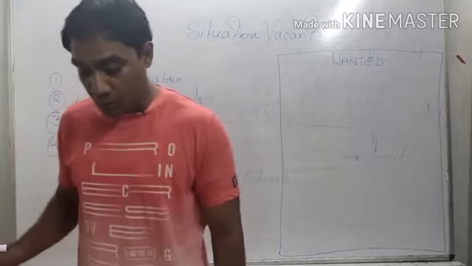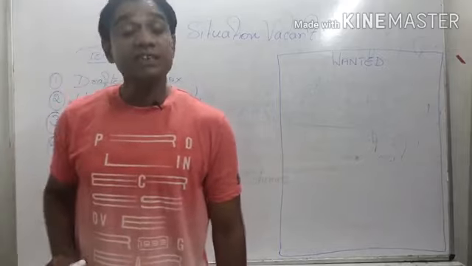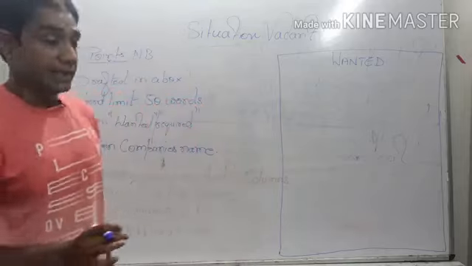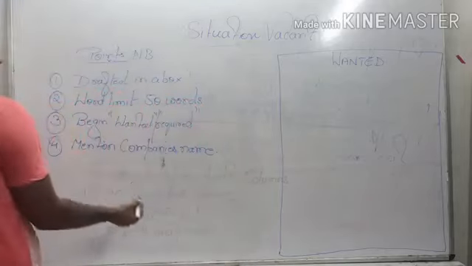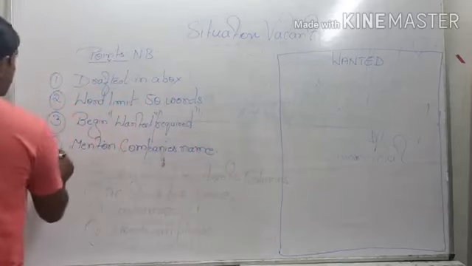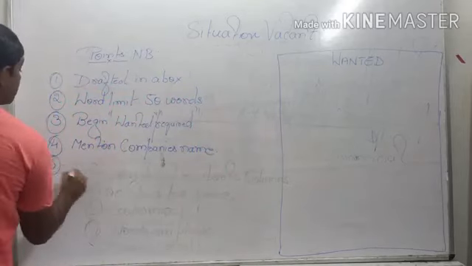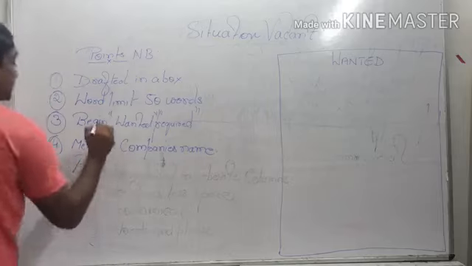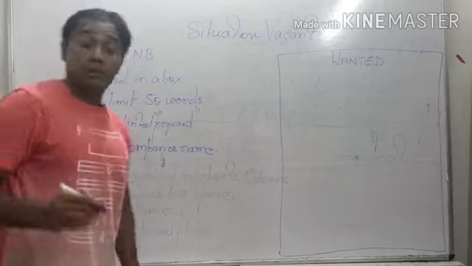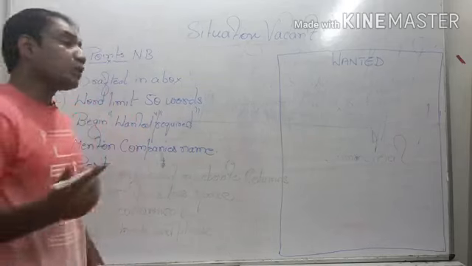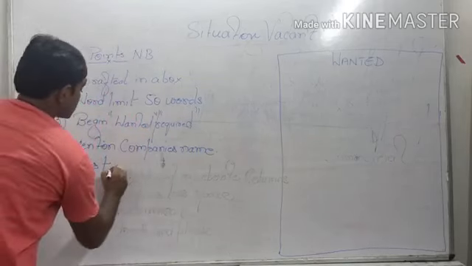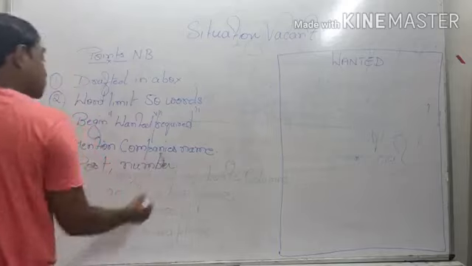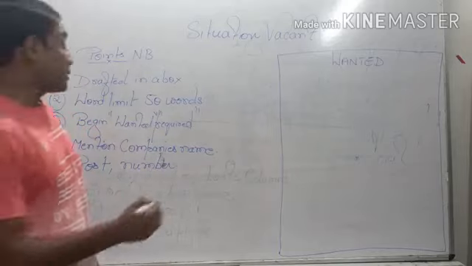Okay, now mention the number of posts lying vacant. After mentioning the name of the company, the next thing is to mention the post name: which post the vacancy is for, and how many vacancies we are having. 1, 2, etc. Number of vacancies.